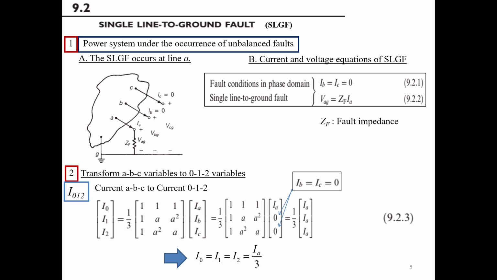So I'm gonna start with the single line to ground fault. First thing is that we analyze the power system under the occurrence of imbalance. In this case, this is called single line to ground. What does it mean by single line to ground? It means that a single line or a single phase is short circuited to the ground. If you look at this topology of the system, we have A, B, C phase, and the single phase out of these three is phase A. The phase A just got the short circuit from phase A to the ground.